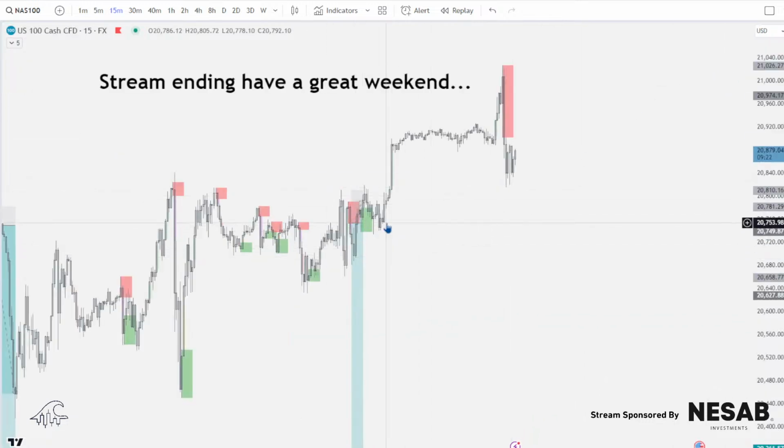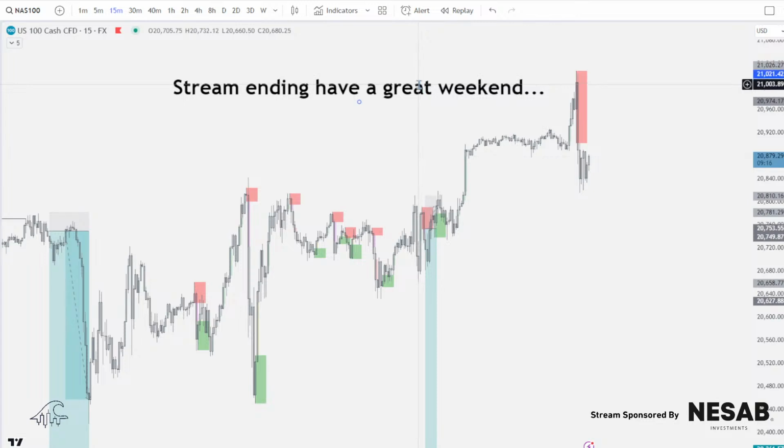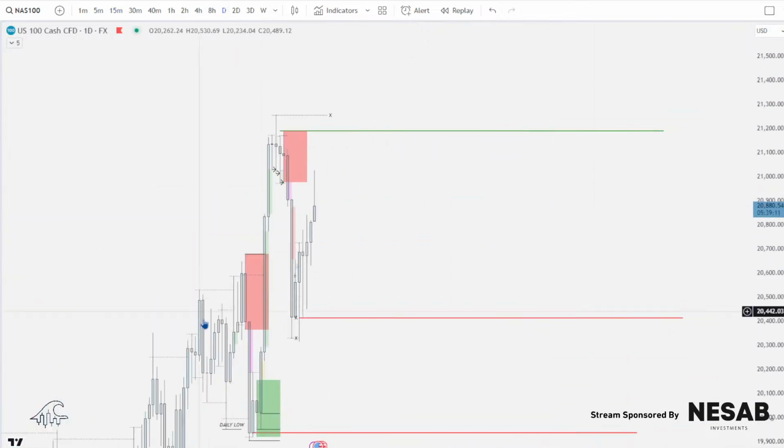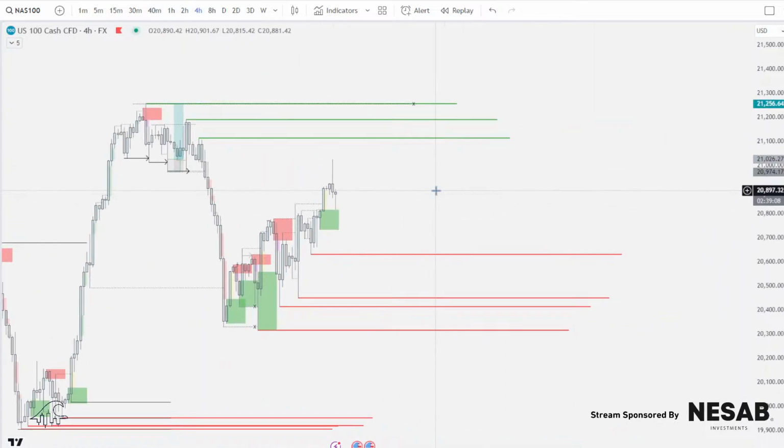Okay, so we had a prediction for a potential short off here the end of last week. Didn't work out. Simple as that. Didn't work out. We were wrong. Our daily bias is still in place. We're still looking for sell side. At the minute, it's not looking very likely.